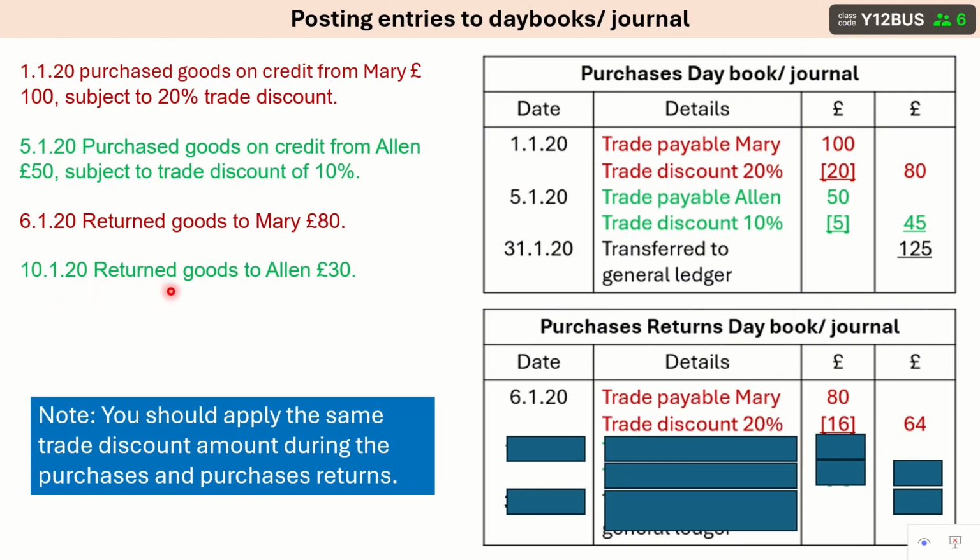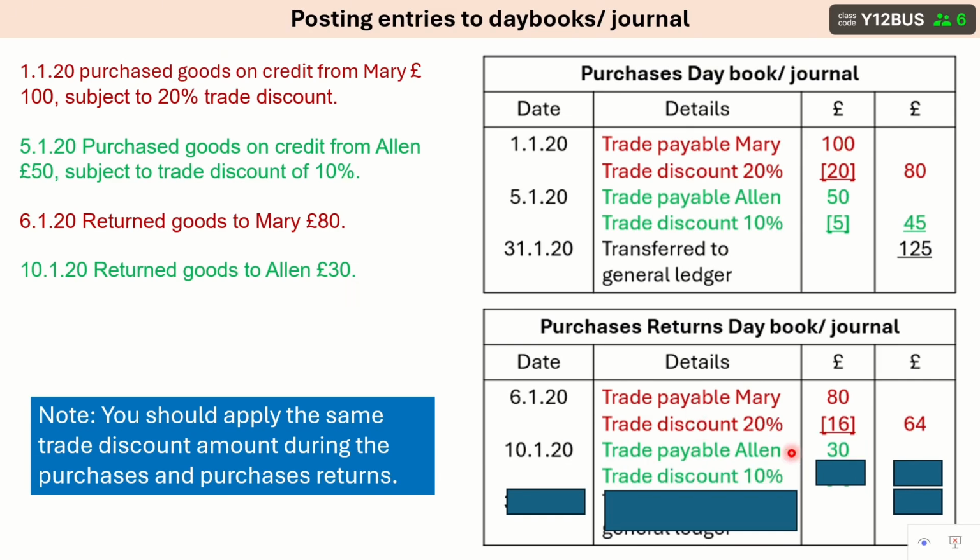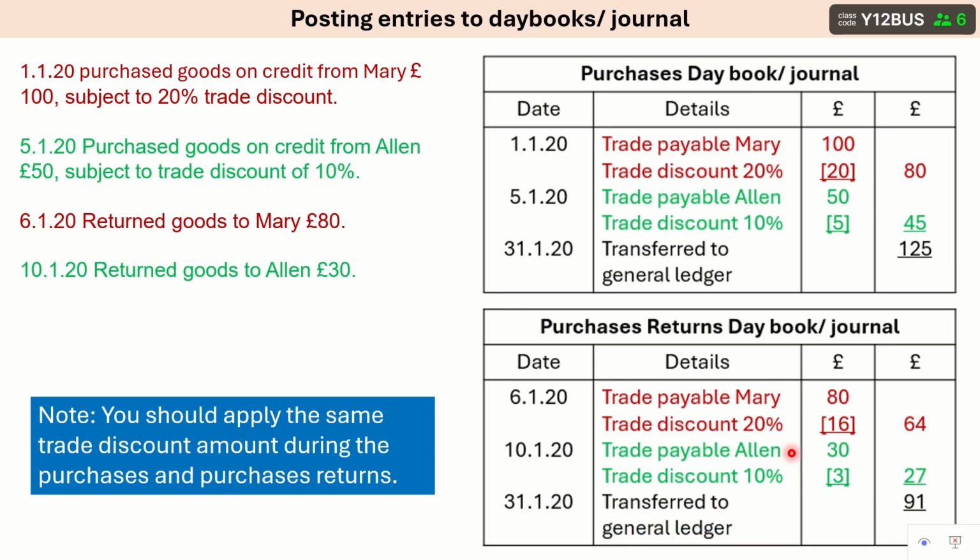On 10th, return goods to Alan 30. Enter the date. Trade payable Alan, followed by the amount 30. Calculate the same 10% which was given earlier, which is 3. Difference is 27. This should be transferred at the end of the month to the general ledger, which is 91.